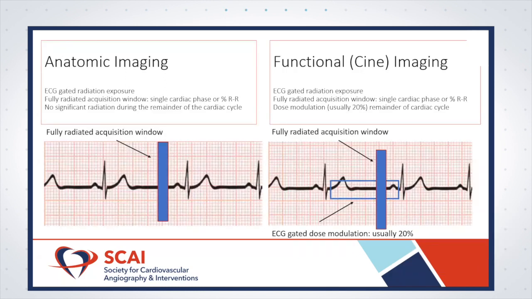So when you think about anatomic imaging, a lot of times a CT scanner can give you just one single snapshot. In that case, you have an acquisition window that's a single cardiac phase. What we recommend for the right ventricular outflow tract, particularly the native RVOT, is to do functional or cine imaging. In that case, you do a very narrow, fully radiated window, but you give 20% of the radiation during the rest of the cardiac cycle, and you can actually get a cine functional data set from that.